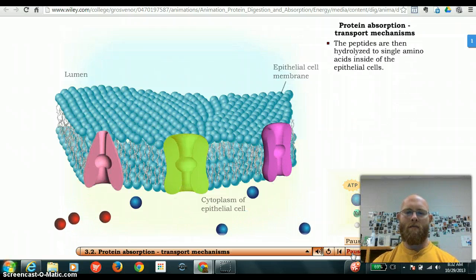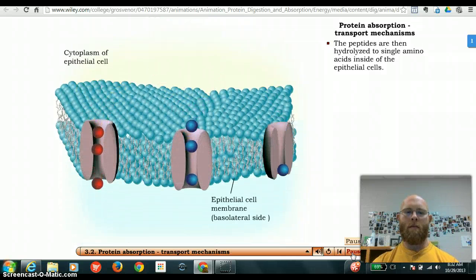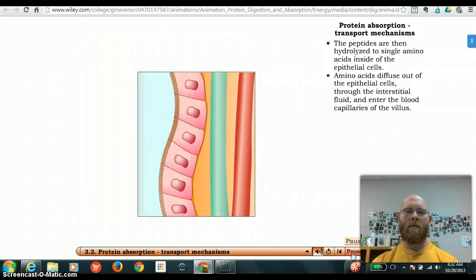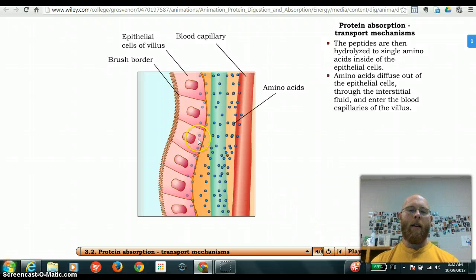Once inside the epithelial cells, the peptide compounds are hydrolyzed to single amino acids. In the final stage of absorption, amino acids move from the epithelial cells across the basolateral membrane through the interstitial fluid and into the capillaries via diffusion. Okay, so in order to get from the intestine into these border cells, they've got to go through active transport. They use energy to get across, or sodium or hydrogen. Once in here, they're broken down further and make sure everything's an amino acid. There are no more dipeptides or tripeptides or anything. Everything's an amino acid. And from there, they can facilitatedly diffuse.